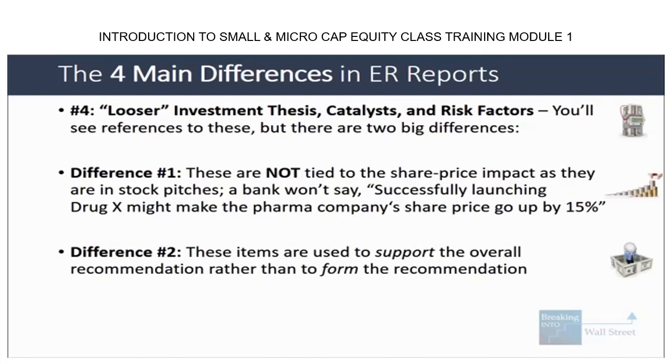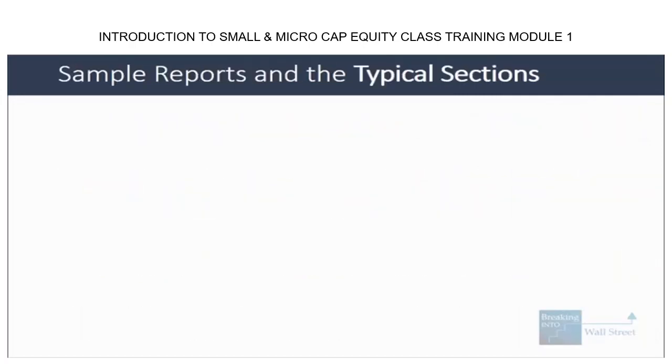Also, in equity research, these items are used more to support the overall recommendation rather than to form or inform the recommendation. So the analyst already likes the company. They think the share price is going to increase. And by the way, there are also these events that may further increase the share price. Whereas in a stock pitch, the whole point is to find those events. And if you can't find them, you don't really have a stock pitch. So those are the four main differences.